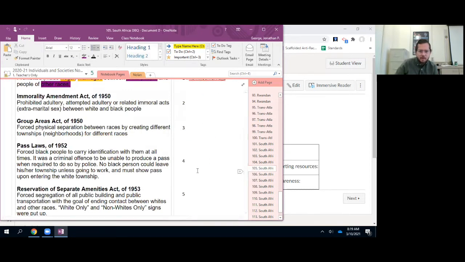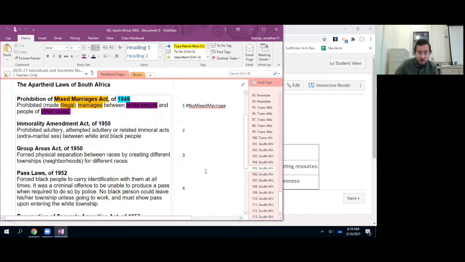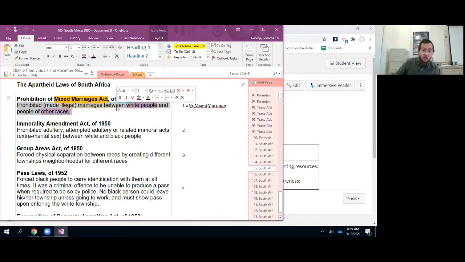Here we go. Page 105. We look at 105. You may see some of the root causes of some of these. And maybe even there's more historical cause, like even further back. But if we look, right, prohibition of, made illegal, Mixed Marriages Act of 1949. I wonder if that act from 1949 has repercussions on the way interracial relationships and marriages are looked at in South Africa today.